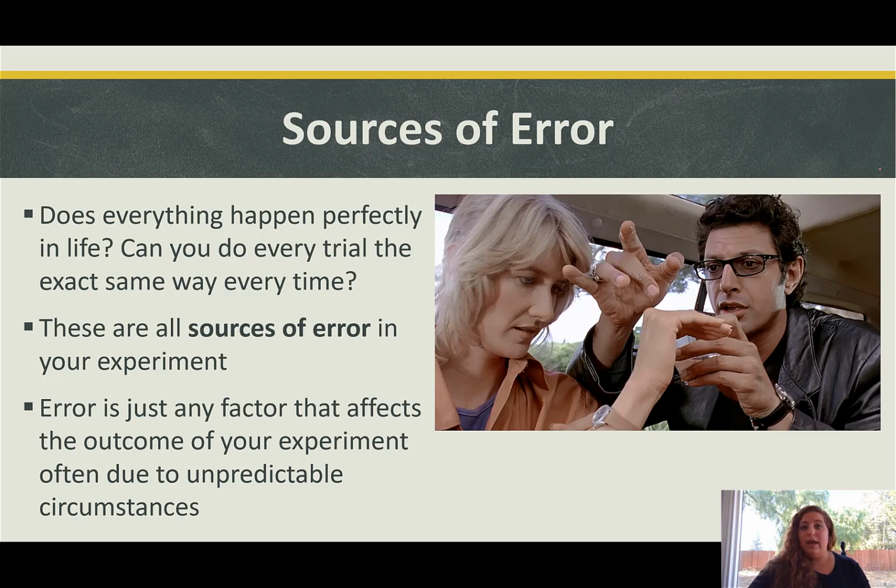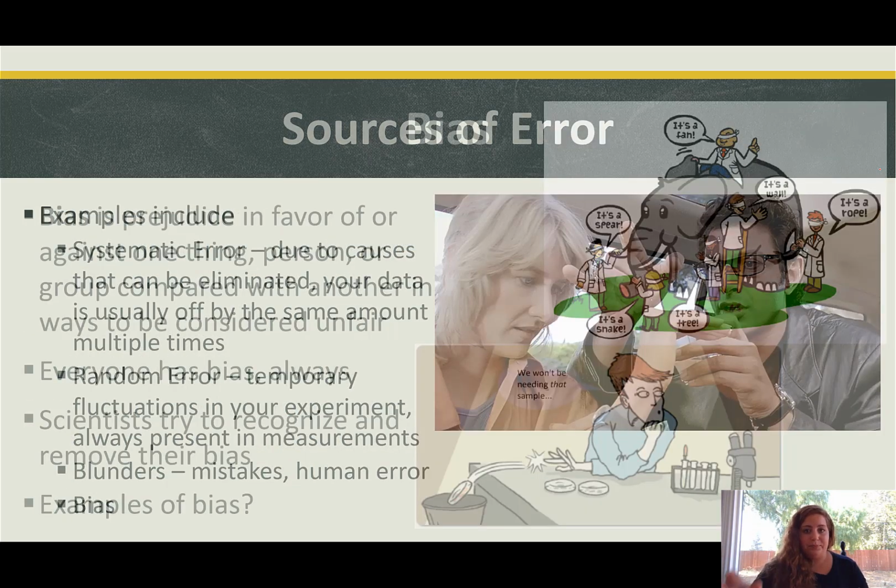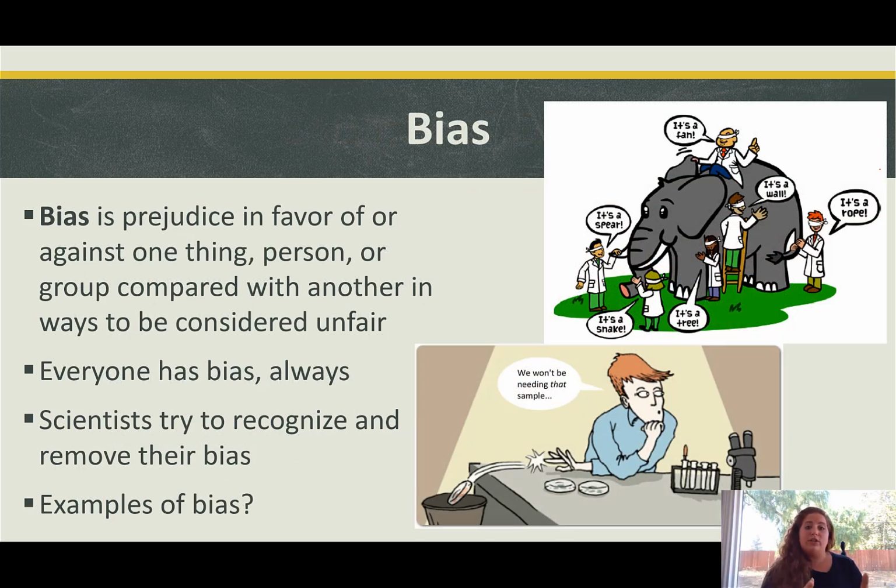Sometimes, though, they can have what's called bias. Now, bias is prejudice in favor of or against one thing, person, or group compared to another, often in ways considered unfair. Everyone has bias. This is, once again, one of those things that we just can't get around. It's part of being human. But scientists try to recognize their bias and try to remove it as often as possible.